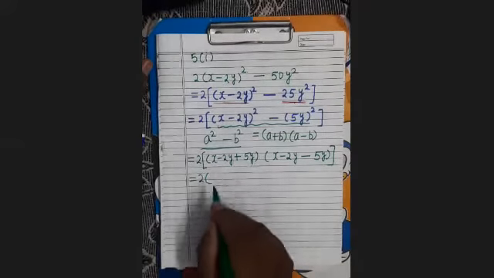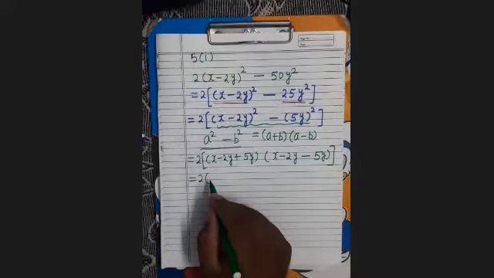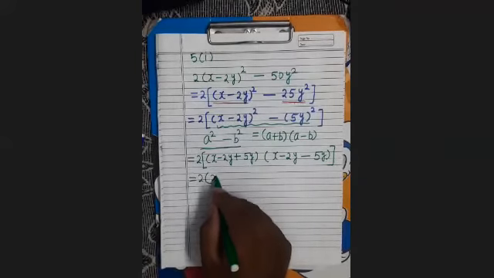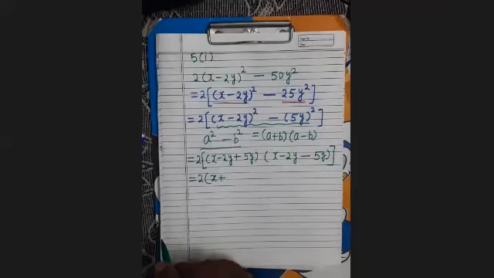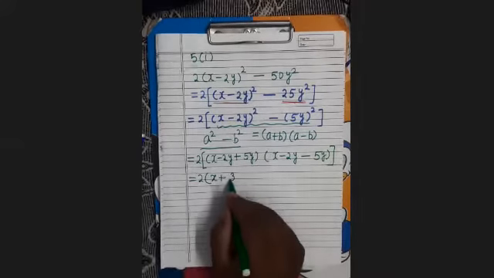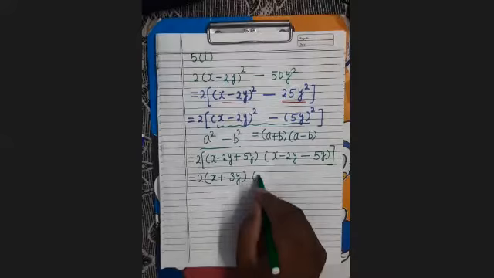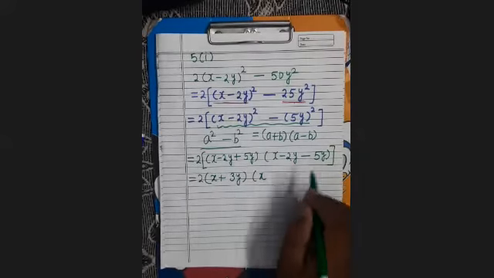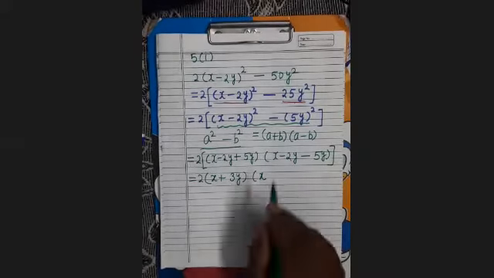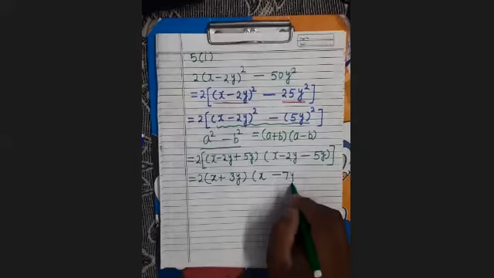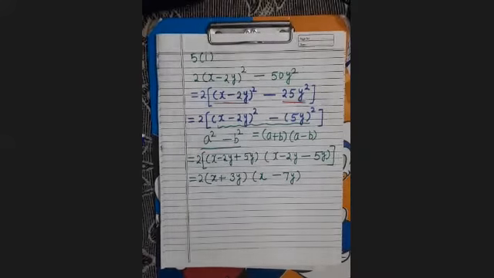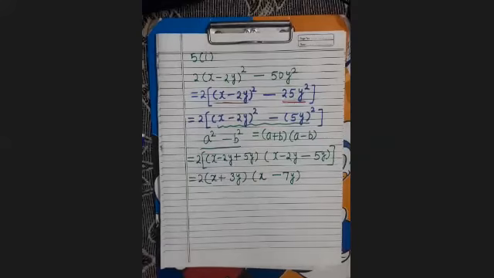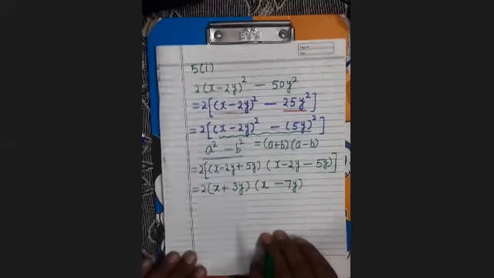Now see here, this is 2. When you simplify, what will you get? Minus 2y plus 5y is 3y. And x minus 2y minus 5y is x minus 7y. It is clear? This way you can do. Now you take one more question.